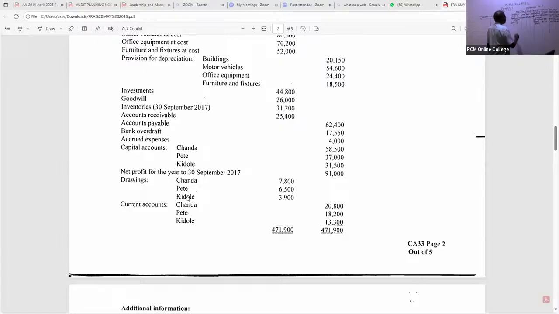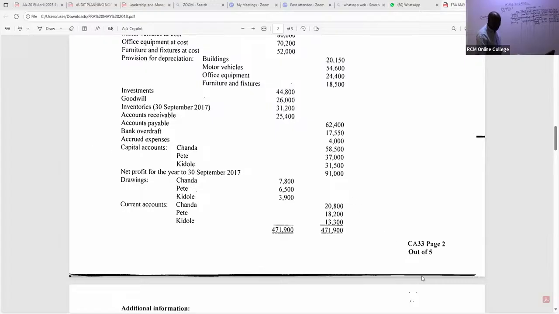So drawings, what do we have here for drawings, my good students? I can see Chanda is 7,800. Pete is 6,500. And then I can very comfortably see that this other ninja is 3,900. Great. Good.